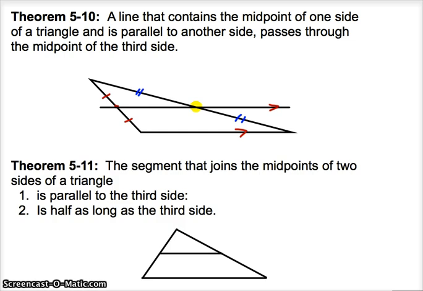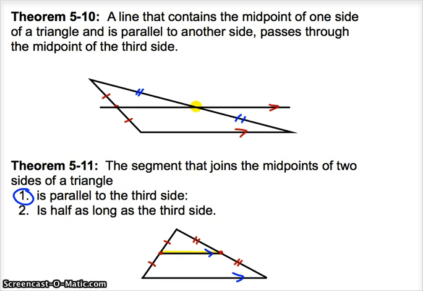Theorem 5.11. The segment that joins the midpoints of two sides of a triangle. So looking down below is really saying this. I know that the point on the left has to be the midpoint, and this point over on the right also has to be the midpoint. So if I draw in this segment that connects the midpoint of one side to the midpoint of the other side, then these two next pieces of information have to happen. It just so happens that one, it's parallel to the third side, meaning that this piece that connects the midpoints would be parallel to the third side of the triangle.